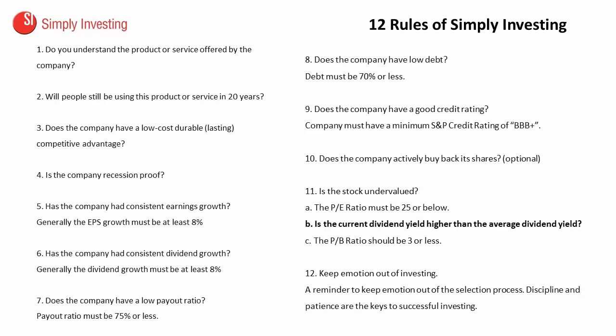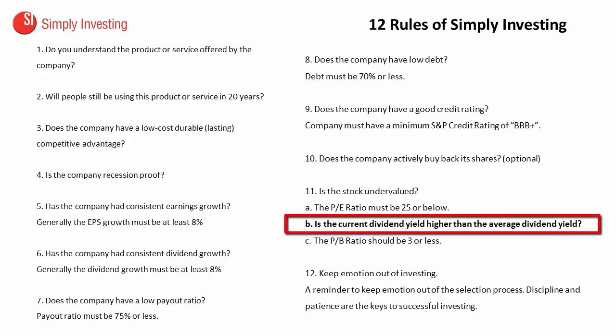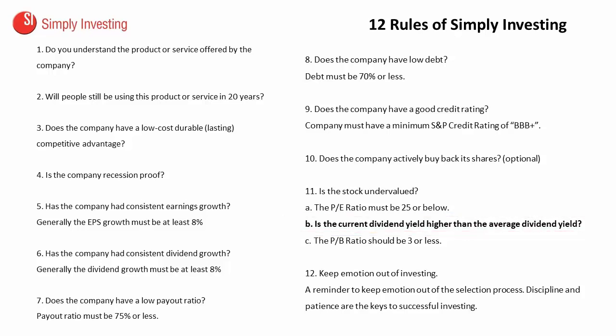So the 12 rules are listed here on the screen. What we looked at today was Rule 11B, which is to look at the dividend yield. Now this is the most important rule on the screen. This is the one you want to check first. If a company does not meet this rule, so if a company is overvalued, then don't waste your time with any of the other rules. If a company is undervalued, then you want to go ahead and evaluate everything else and then make a decision whether or not you want to invest in this company.